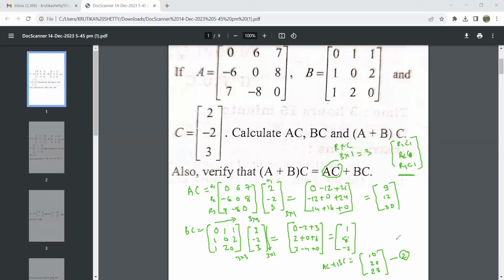Okay, so equation 1, we had got the same terms, and then here also we are getting the same values, that is 10, 20 and 28. Okay, so we can say the LHS is equal to RHS. Okay, so such type of question based on the product of matrices will be occurring for what? 5 mark. Okay, it will be occurring for 5 mark.